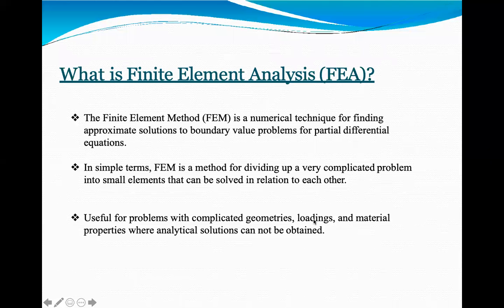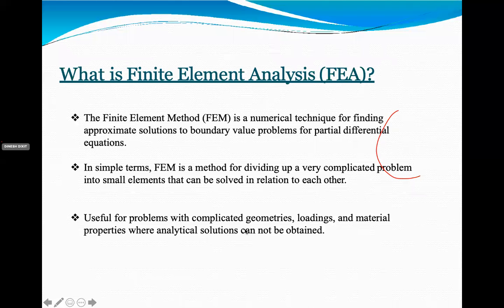Or in cases where the loadings are not simple. By loadings, we mean, like we studied in strength of materials, point loads, uniformly varying loads, uniformly distributed loads, moments, torque. But in reality, our loadings may have a different profile. They may be much different from this. In that case, we will be going with the finite element method.